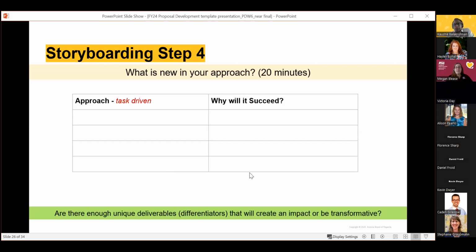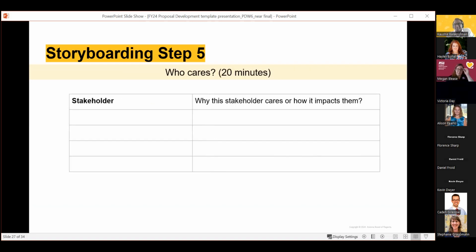So as you can see at the bottom, there's a question: are there enough unique deliverables that will create an impact or be transformative? So once you write down your approach, you'll write down why it will succeed. And then I often suggest having someone who is either familiar or even not familiar with the subject matter come and look at it and make sure that it's not just run-of-the-mill generic, but there's something about it that excites them and that will matter, which actually ties into our next slide.